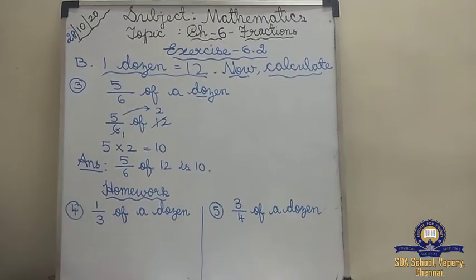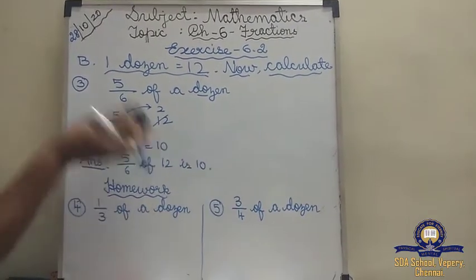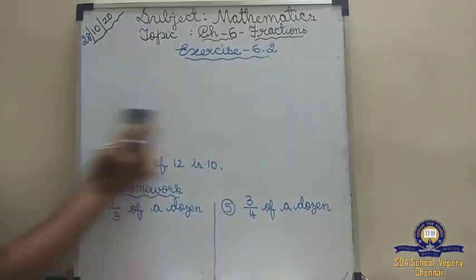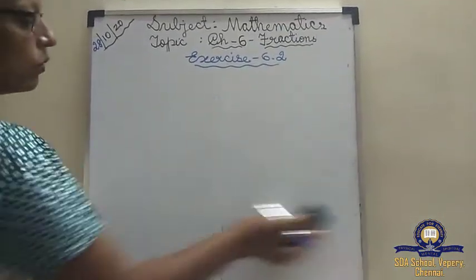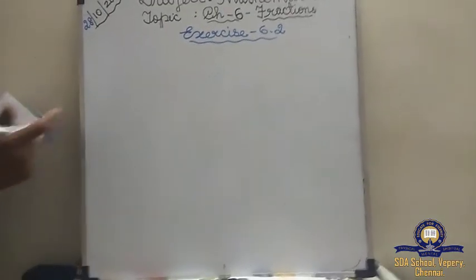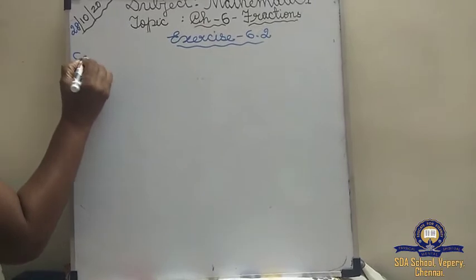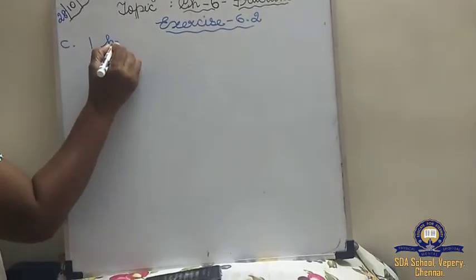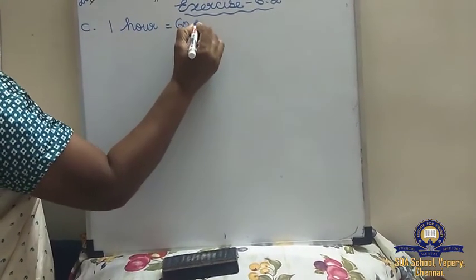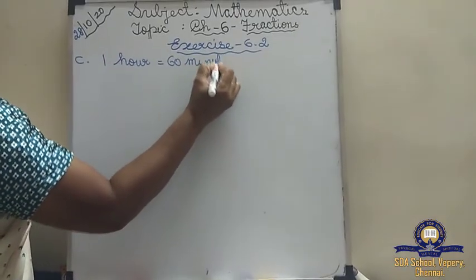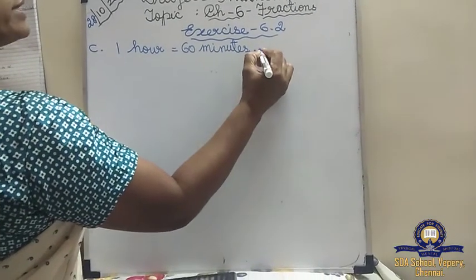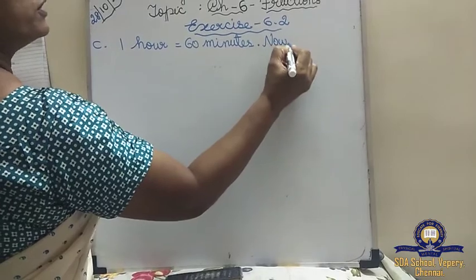Okay. We'll move on to the C1. See here, the same process only, but what have they given? They have given minutes. 1 hour is equal to 60 minutes, and now you have to calculate, the same as you have done before in A and B. Now we have to calculate.